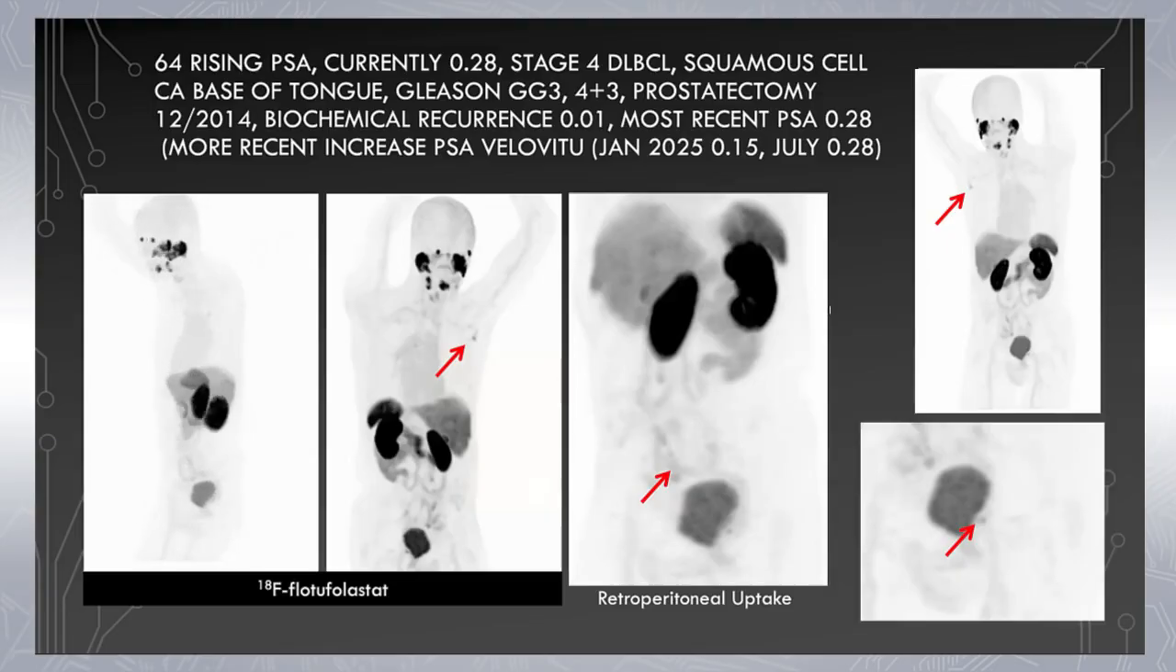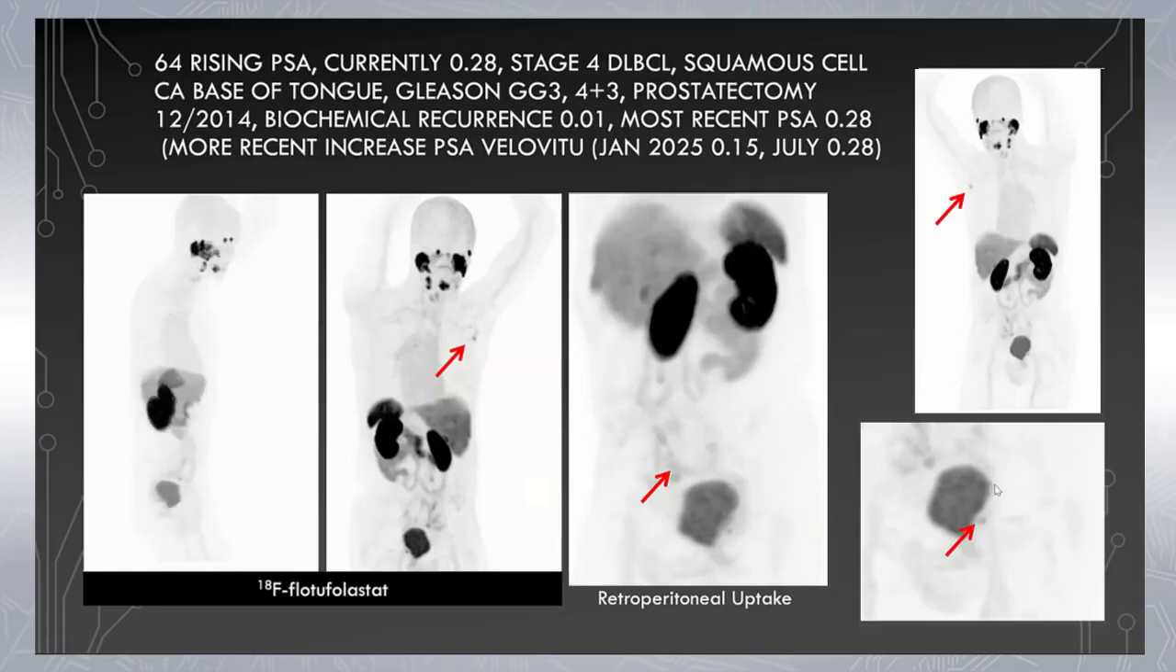So this is an interesting case. We see a patient with a low-level PSA of 0.28, and we see multifocal areas of disease, including a single focus adjacent to the urinary bladder and other foci of potential disease within lymph nodes, both the axilla and perhaps the retroperitoneum. This is a cone down view of that solitary focus of uptake near the urinary bladder.